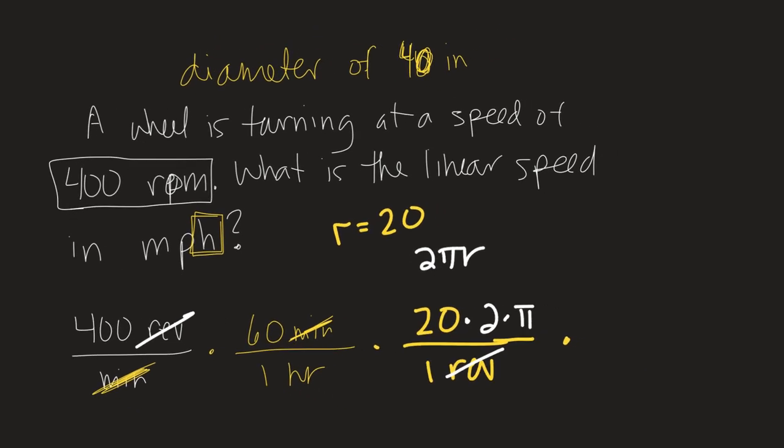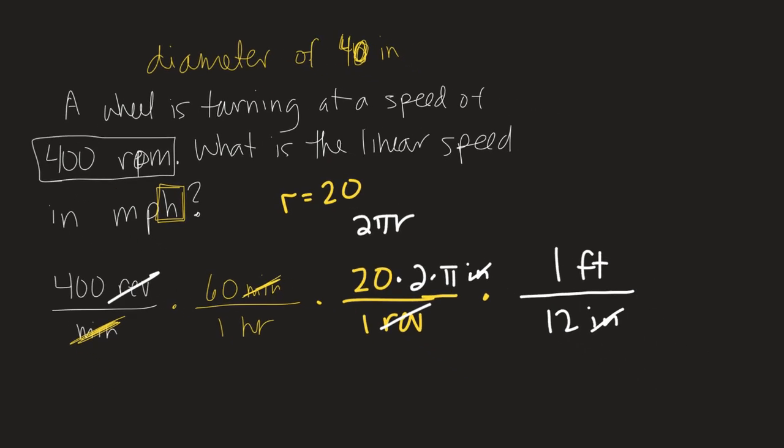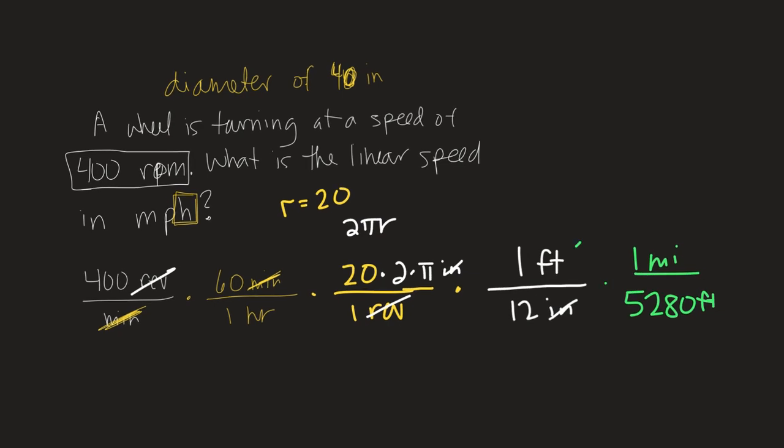So now I need to go from inches, because this is in inches, to miles. Well, I can't do that directly. I have to go first. There are 12 inches in 1 foot. So then my inches can cancel out. And then I know that 1 mile has 5,280 feet. So there I cancel out my foot with my foot. So I have, let's see, on top, I have miles as my unit, and on bottom, I have hours.